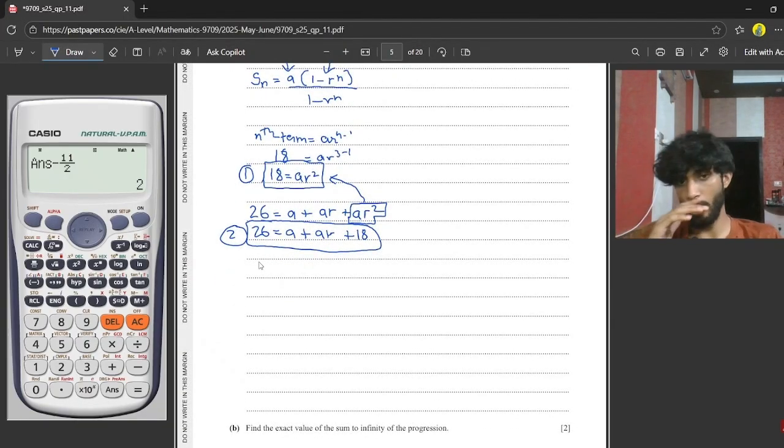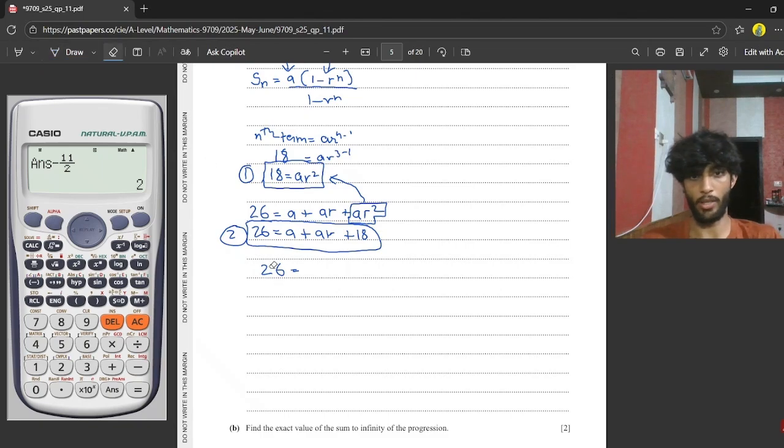The first thing we can do is make a or r the subject, and solve this out. What we can do is make a the subject. You can make r the subject if you want to. I'm just going to make a the subject. So we take equation 1. You can take equation 2, whichever one you'd like. Doesn't really matter. Actually, you know what? I'll take equation 1. I'm sorry for being indecisive. So it's going to be 18 over r squared is equal to a. Okay? And then we can chuck this guy into the second equation.